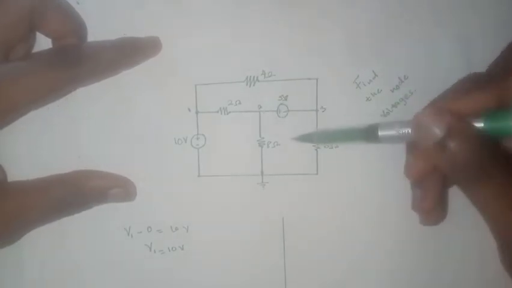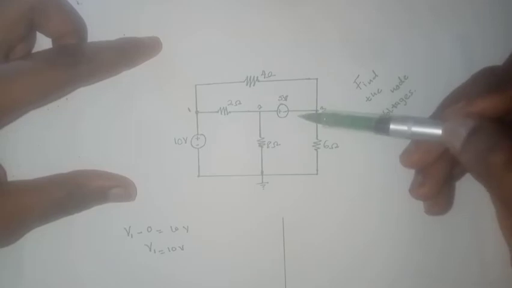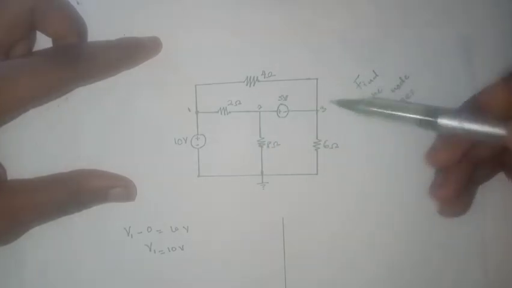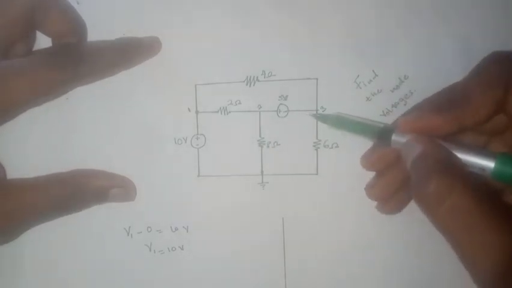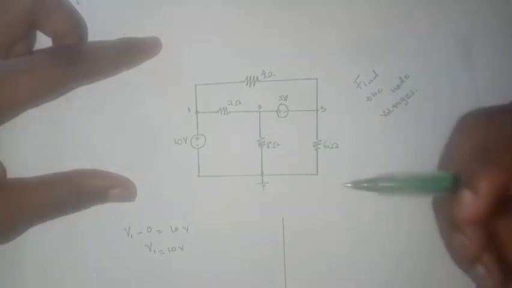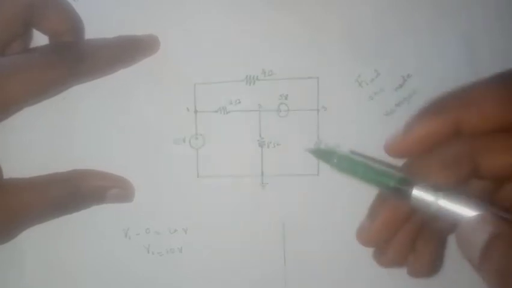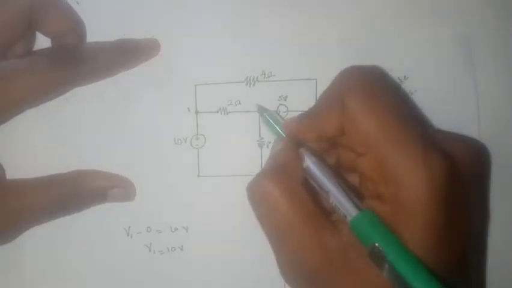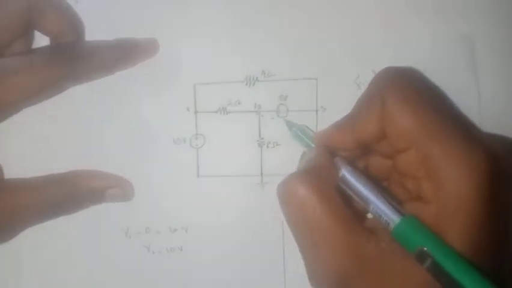Because node 2 and 3 are connected by a voltage source, they can be combined into a supernode. That is, they are connected by a voltage source alone. There is no resistor in between them, so we can combine them into a supernode. So we go ahead and combine them into a supernode.